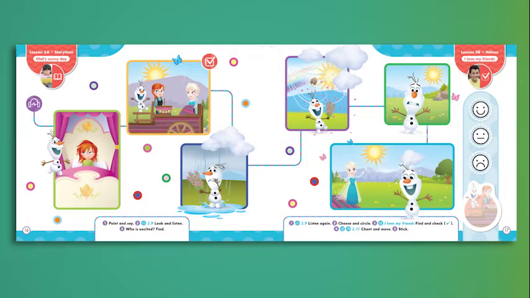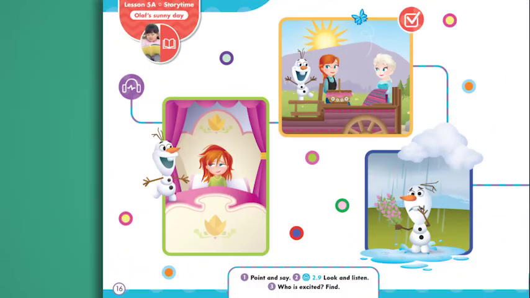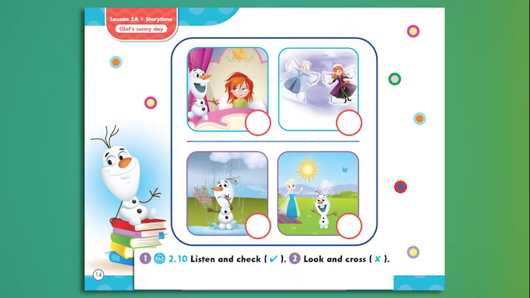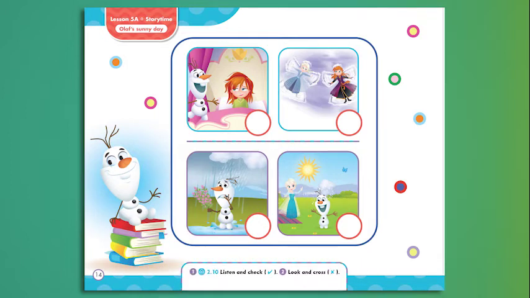Work on the unit story is divided into 2 lessons. Lesson 5A is based on a Disney story which consolidates all new language and concepts of the unit. In the corresponding workbook page, students check their comprehension of the story and practice their fine motor skills.